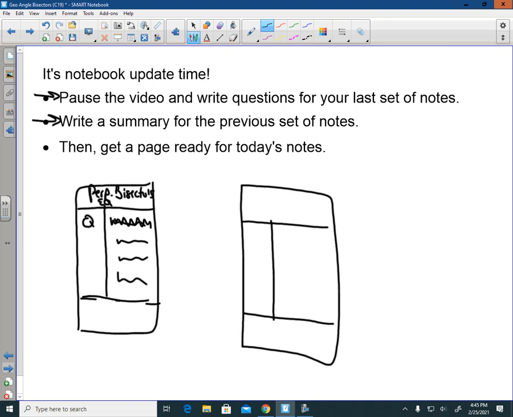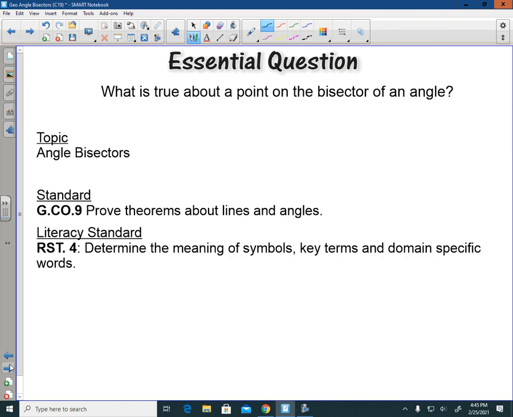All right, so the next thing is what goes here, the topic and the essential question. The topic today is angle bisectors, and the essential question is, what is true about a point on the bisector of an angle? Make sure that topic makes it into the table of contents of your notebook, please.